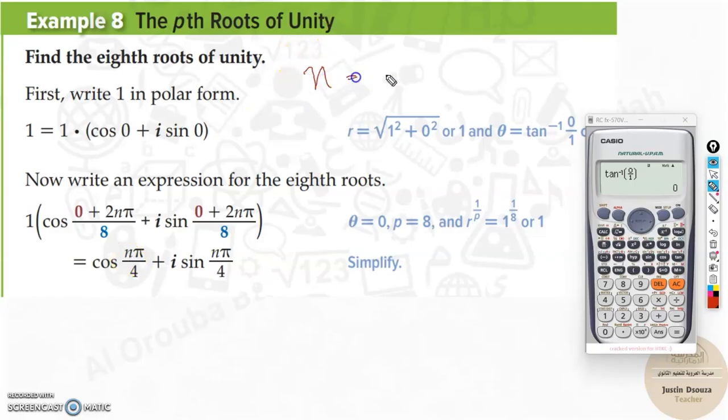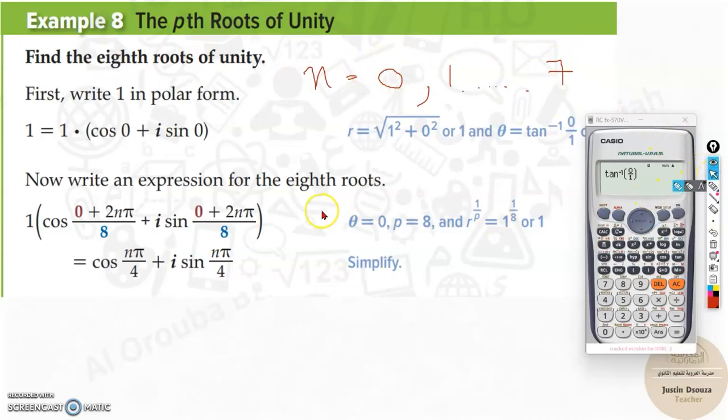N always starts with 0. The first root is at n is equal to 0. Second root is at n is equal to 1. And it goes on till p minus 1, that is until 7. So the eighth root will be 7. Why? Because we start at 0, isn't it?